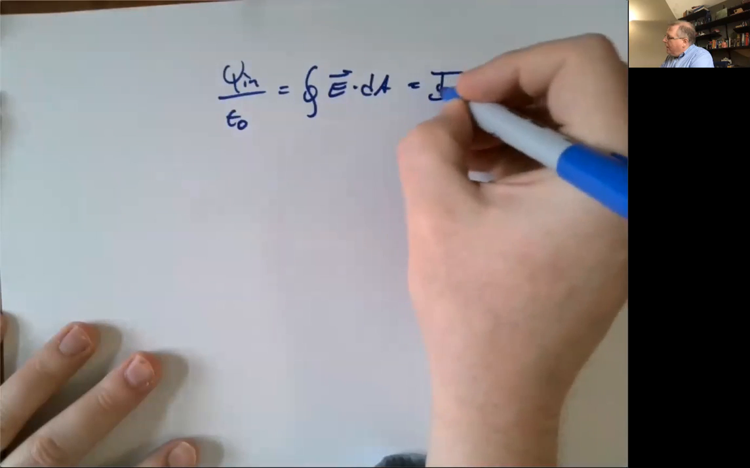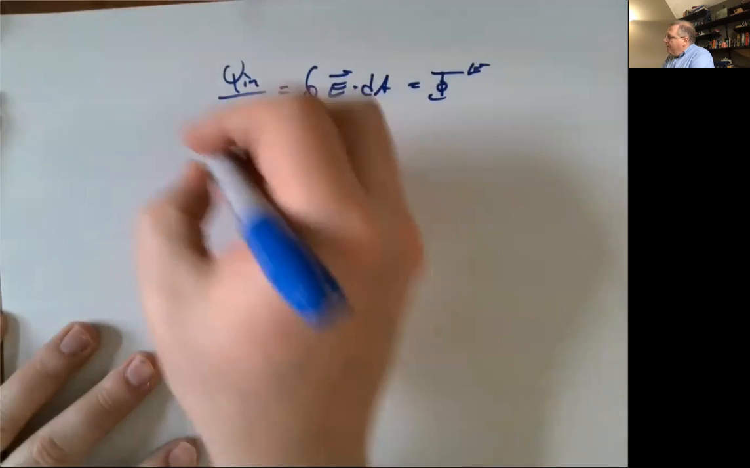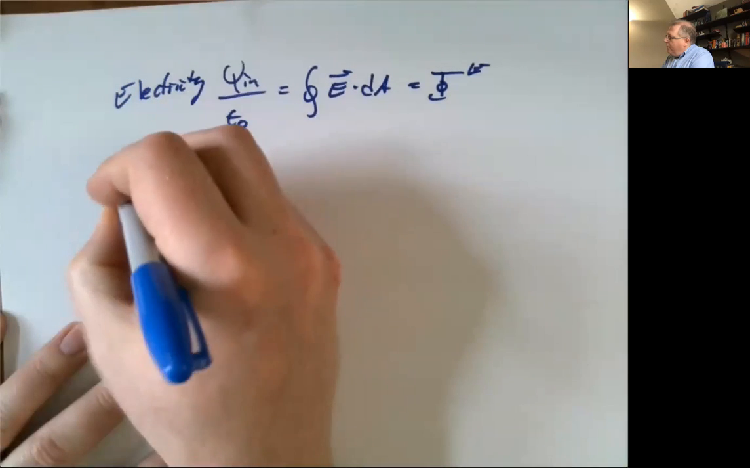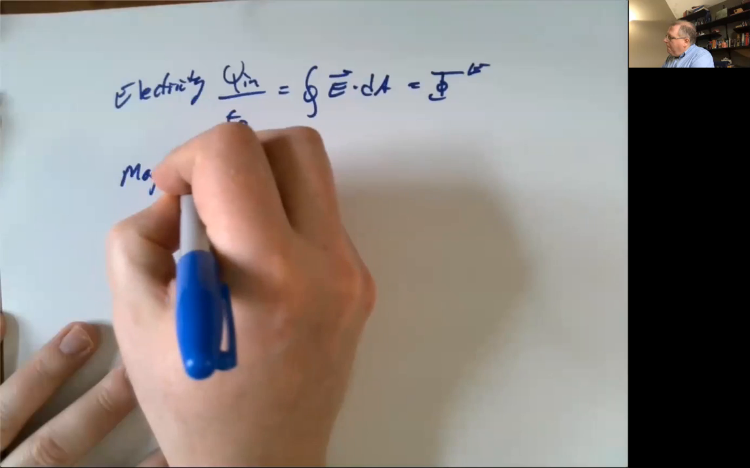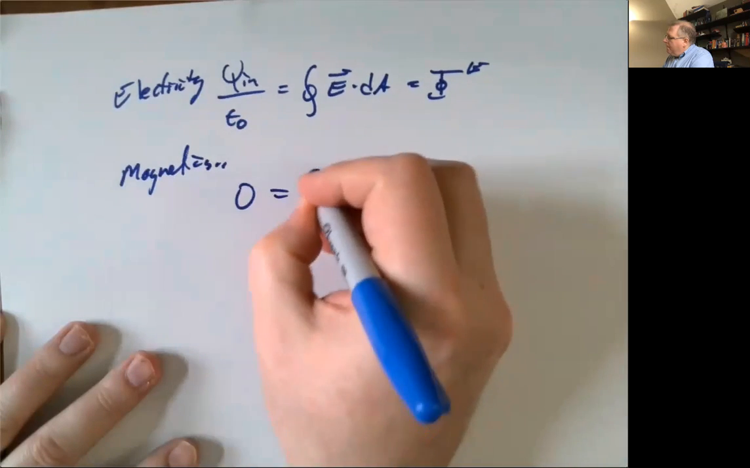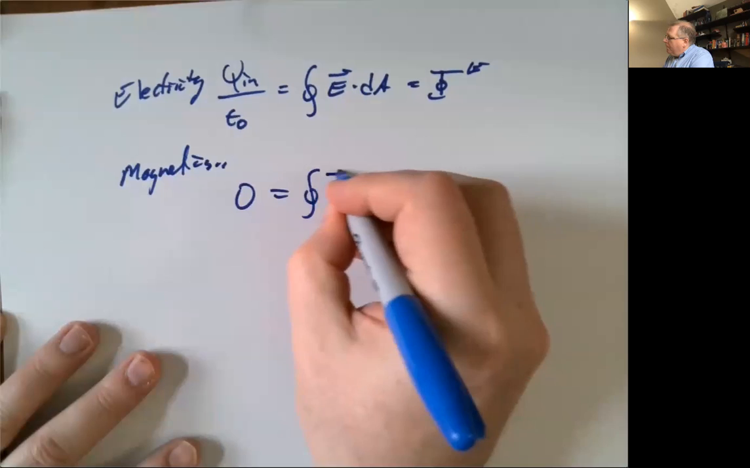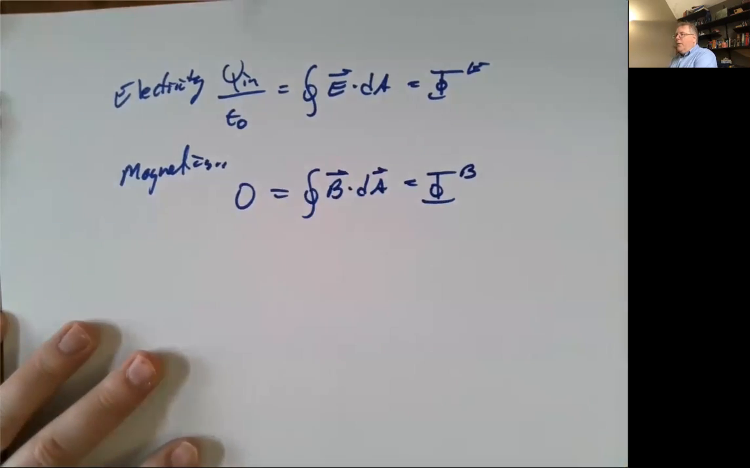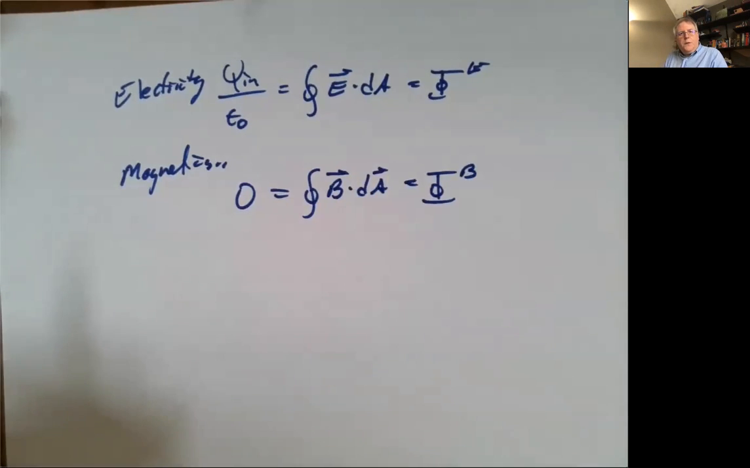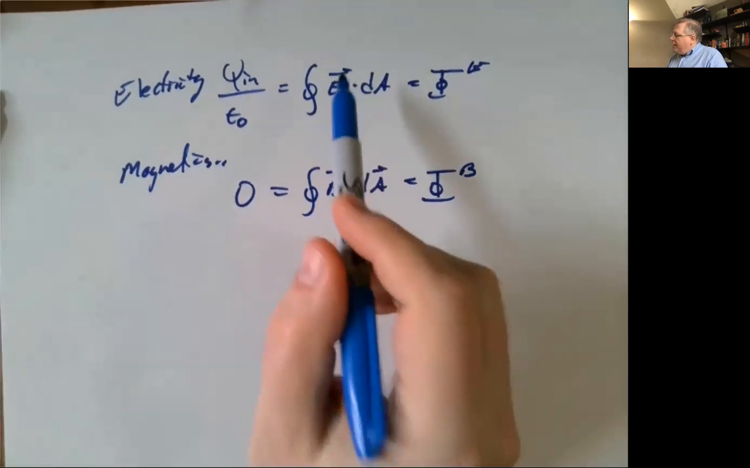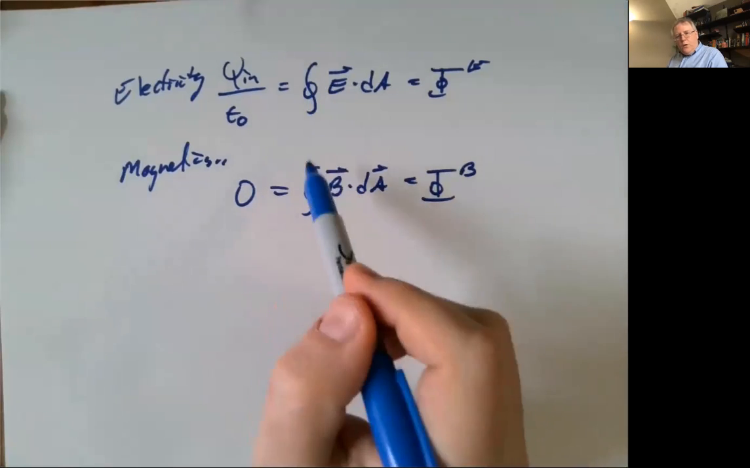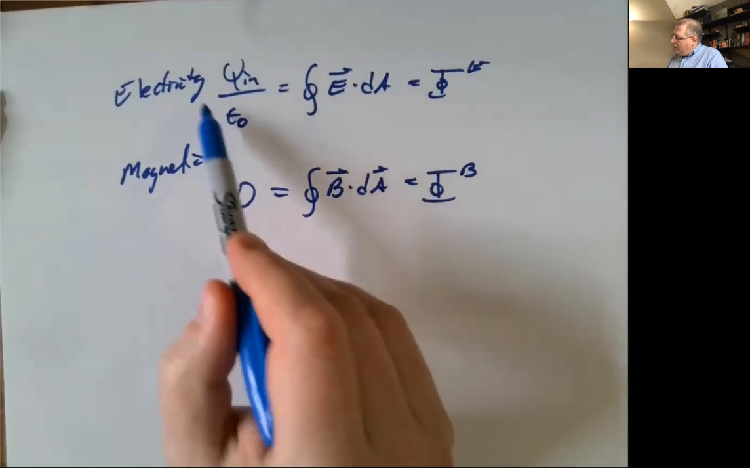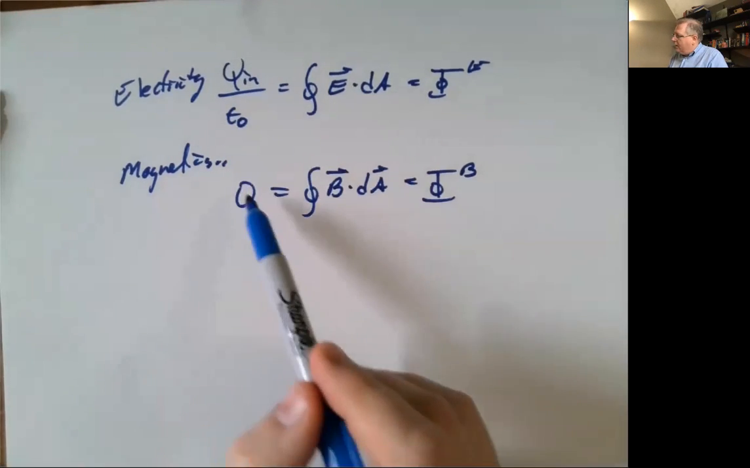So that's flux, and that's for electricity. And then for magnetism, we have that the flux is always 0. The flux through a closed surface is always 0. So this is one of these very interesting situations. These are very similar looking formulas, right? But in this case, it tells you about how much charge is in there. In this case, it tells you how much: none.